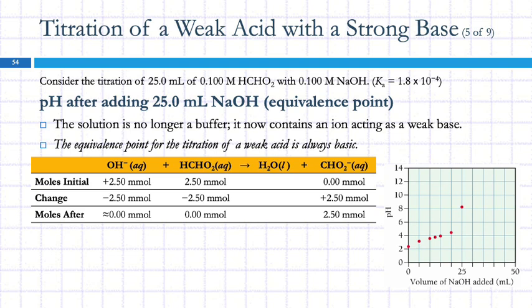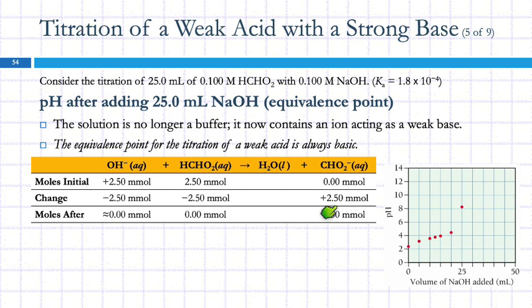Okay, let's look at the equivalence point. So after the equivalence point, we don't have a buffer anymore because we will have used up all of the weak acid. So here we're adding 2.5 millimoles of the base to 2.5 millimoles of the acid. These are equal, and so we get 0 and 0 and 2.5 millimoles of the CHO2. We can't use the Henderson-Hasselbalch equation because this one is 0. It's not a base anymore.